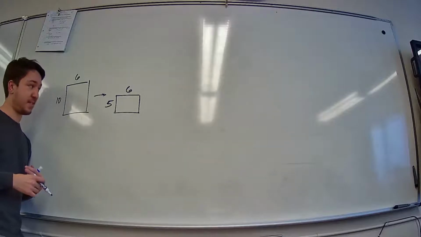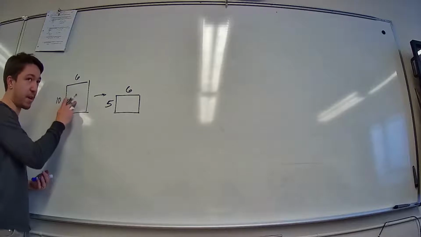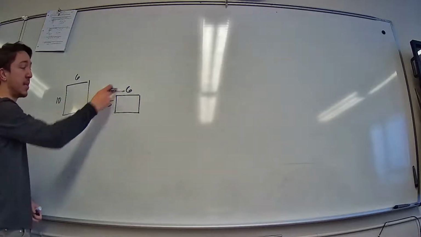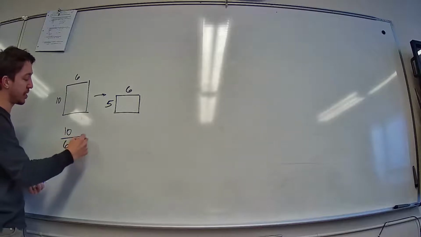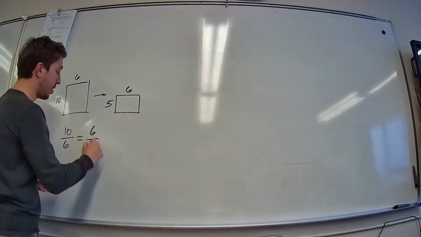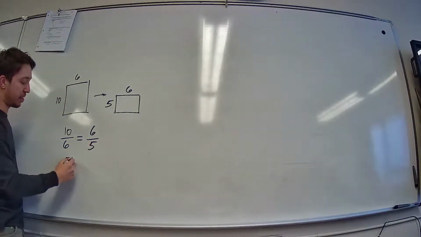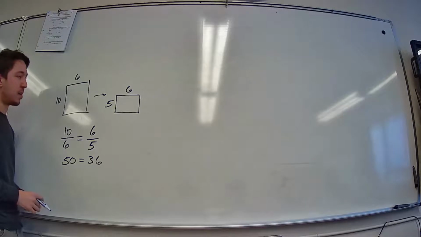So the question would be, is the ratio of long side to short side on this rectangle the same as the ratio of long side to short side on this rectangle? Let's test it out. Is 10 over 6 the same as 6 over 5? If you cross multiply, you can see we didn't do that good of a job in this case.